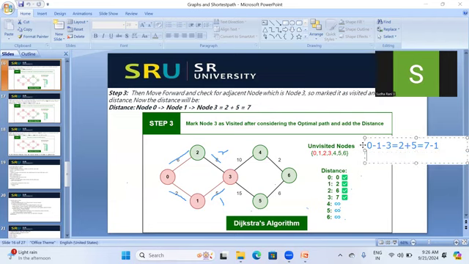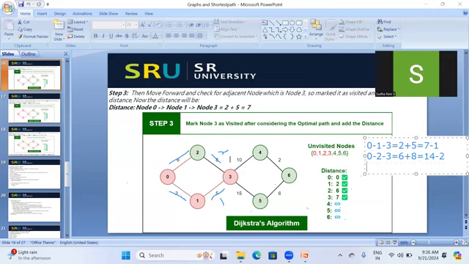Take the same for the second possibility. The second possibility is 0 to 2 as well as 2 to 3. Now, what are the values? 0 to 2, the value is 6, plus 2 to 3, the value of 8. So, what is the total? Total is 14. This is with the second iteration.